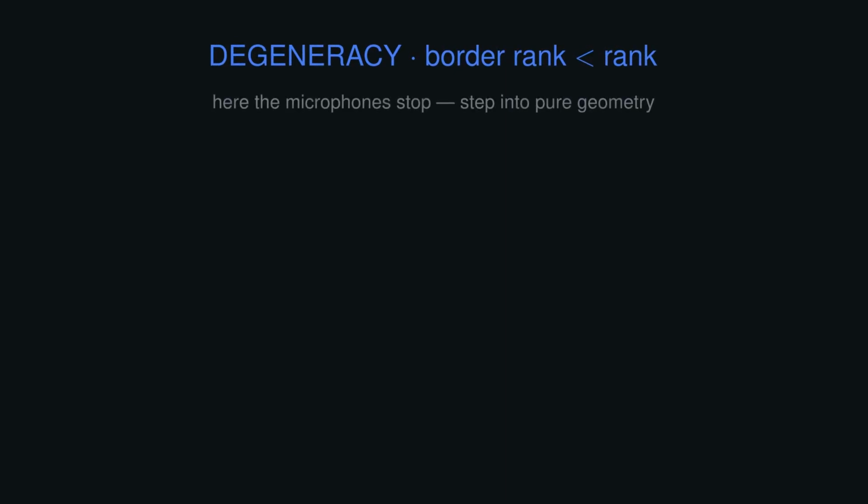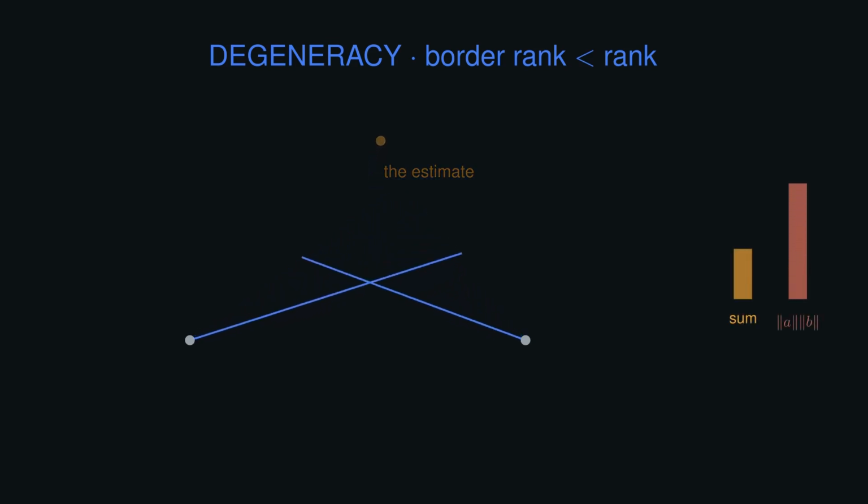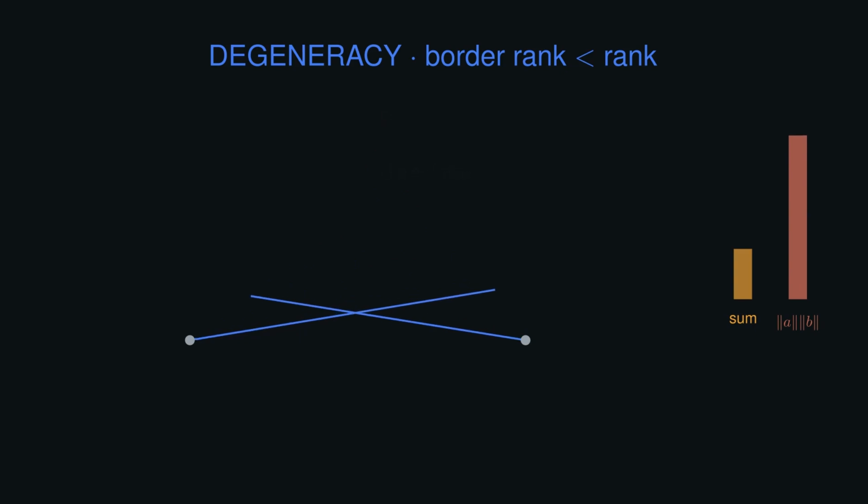Here the microphones stop. Step into pure geometry. 2 lookouts, each pointing a line toward a hidden source. Where their lines cross is the answer. But swing those lines toward parallel, and the crossing point races off toward infinity. The estimate runs away, the pieces blowing up while their sum stays calm.